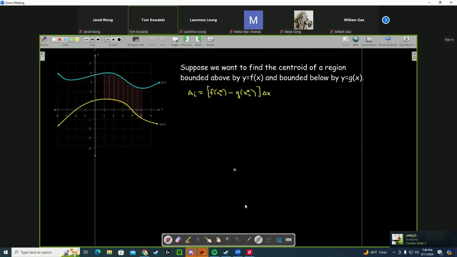So the area again would be the height of the rectangle. That's the distance from the top curve down to the bottom curve. And so that's top minus bottom. All right. So we're calling the top F, we're calling the bottom G, but we really should not be memorizing F and G, but thinking top minus bottom. That's the height of the rectangle, and delta x is the width. So that gives me my area.